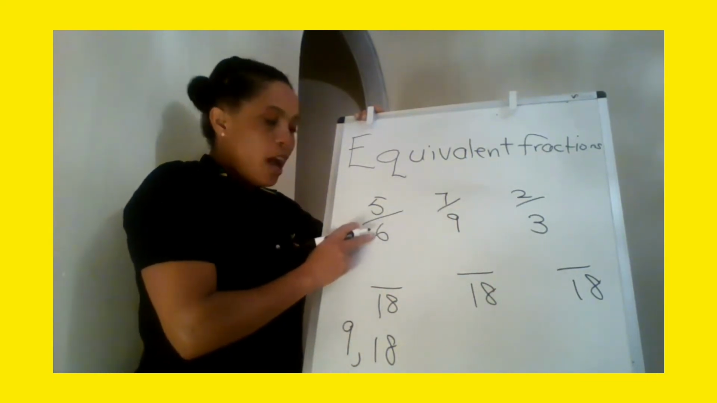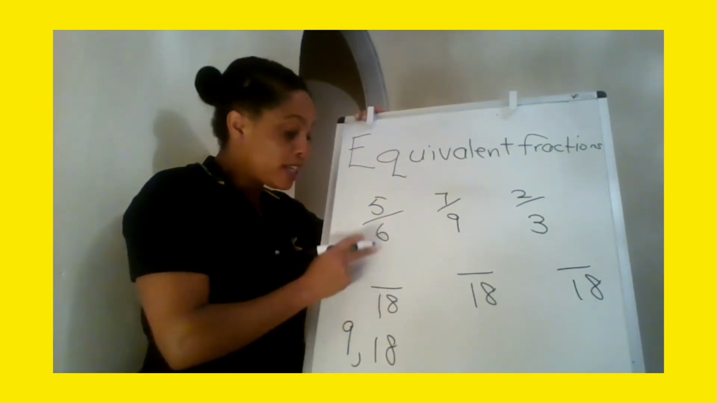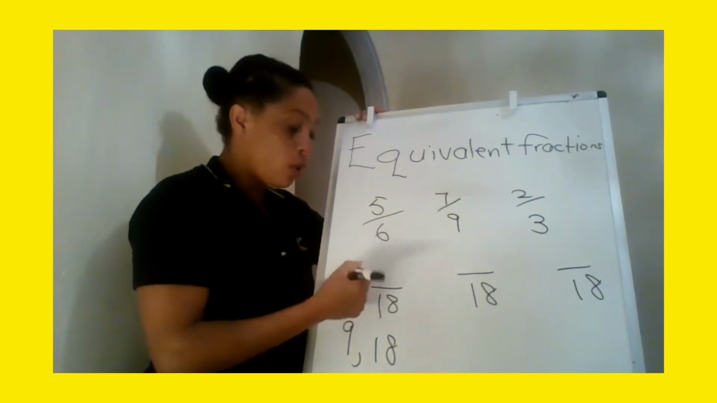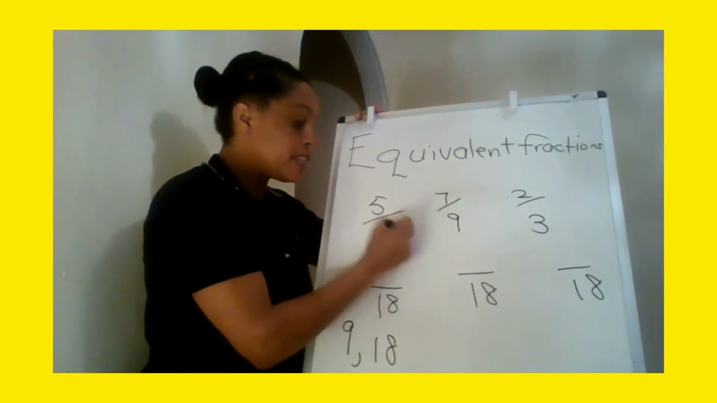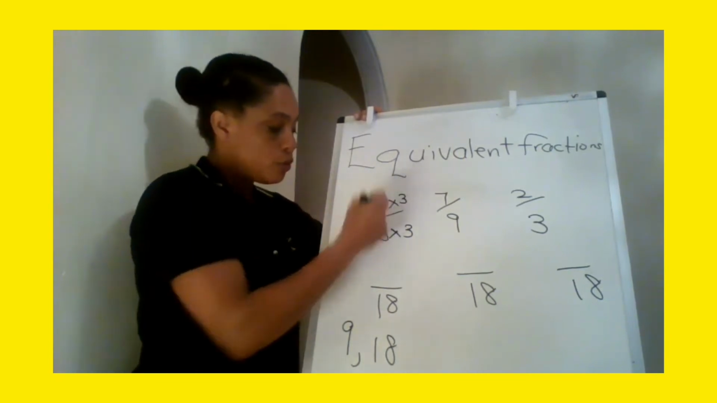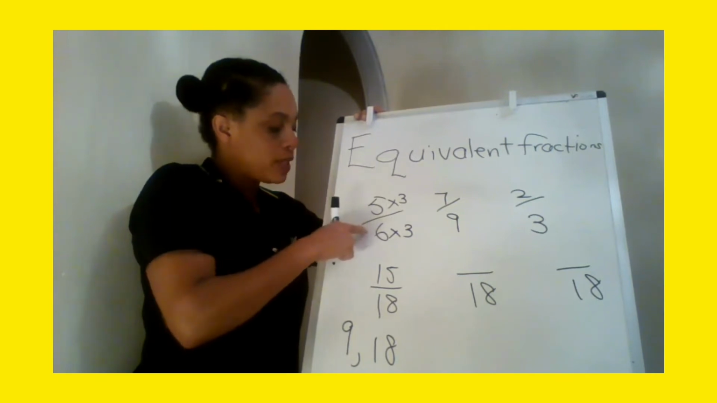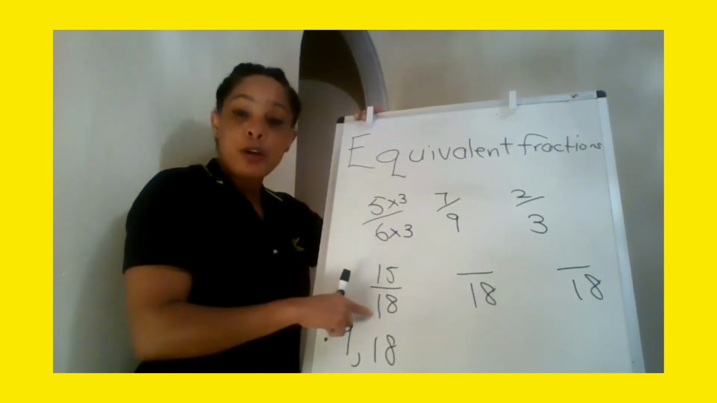Now, how many 6 can I get out of 18? It is 3. So I can get 3 sets of 6. So what do I do from 6 to get to 18? I times it by 3. So I'm going to times the top by 3 as well. 3 times 5 is 15. So here I have 5 out of 6 is the same thing as 15 out of 18.